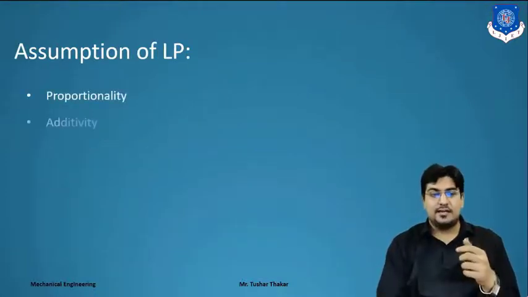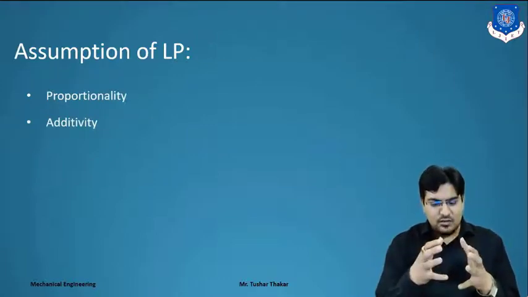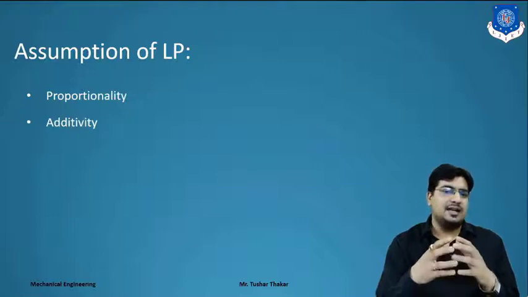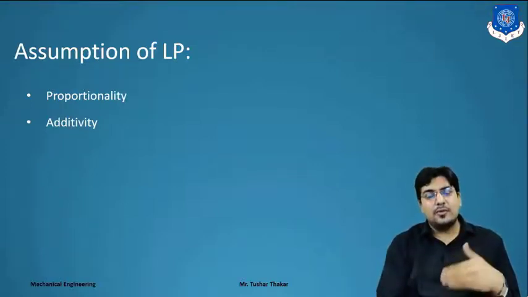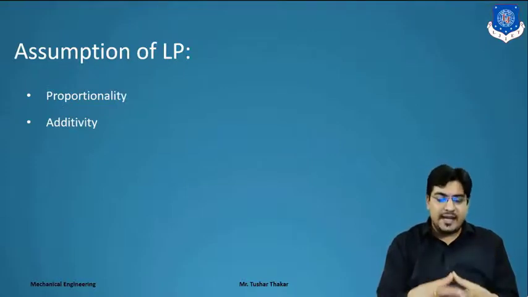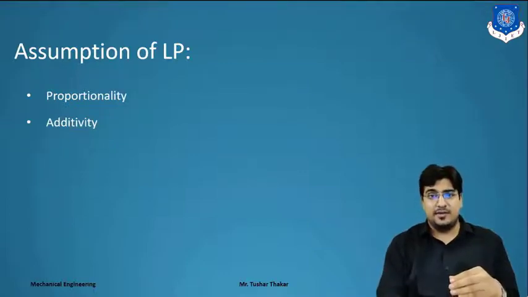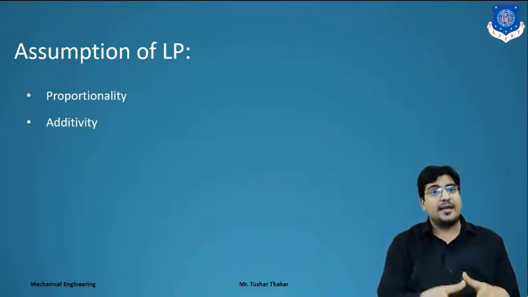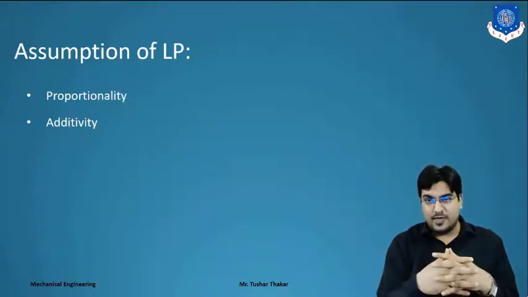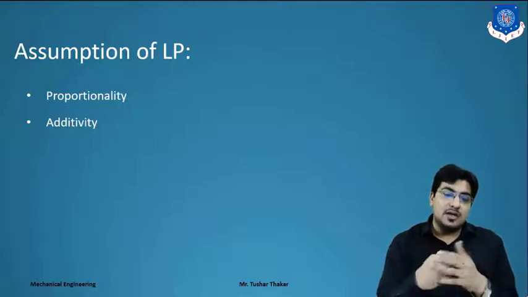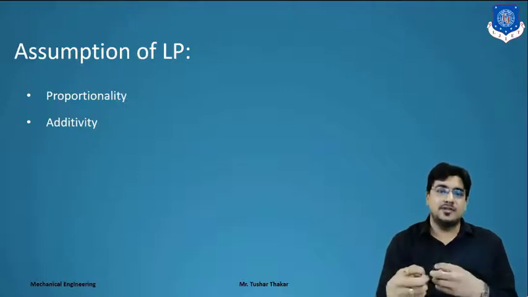The first is proportionality, which means the contribution is always proportional in your objective function and variables. Suppose if you make X food, for making that X food, ingredients will be required, say 10 grams for making 1 piece of that food. So if you make 5 pieces of food, you require 50 grams. That is linearity, that is proportionality, right?